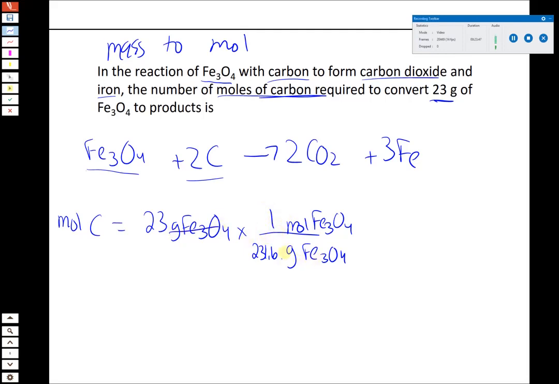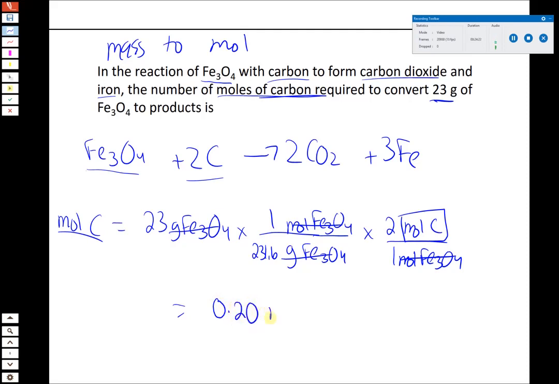We divide by that so that grams cancel. That gives us moles of Fe3O4. And then what we're looking for is moles of carbon. So if we're going to convert to a different substance, we use the mole ratio. So it's going to be 2 moles of carbon, coefficient of 2, over 1 mole of Fe3O4, which is a coefficient of 1. So moles of Fe3O4 cancel. We now have moles of carbon, which is what we're looking for. So we stop there and just convert straight across. So we get 0.20 moles of carbon.